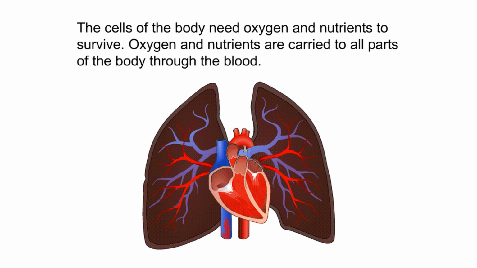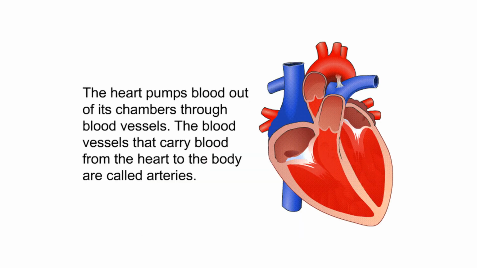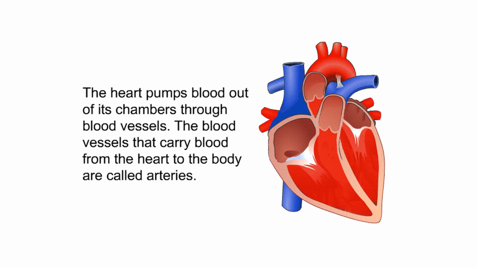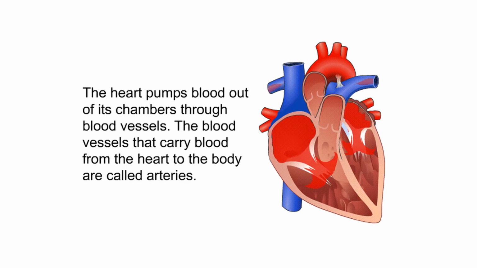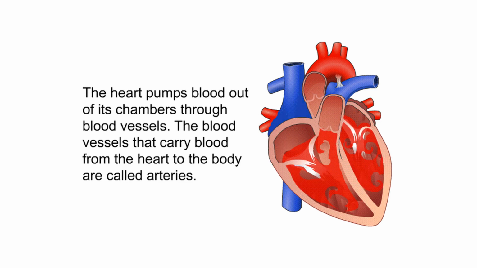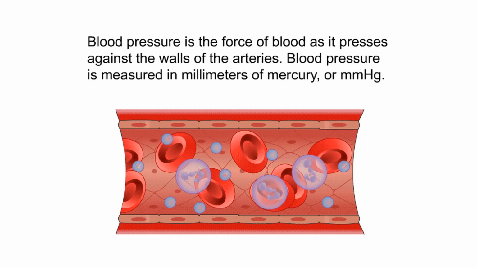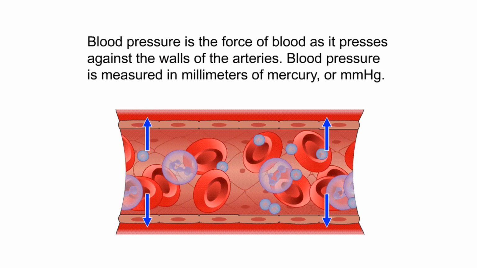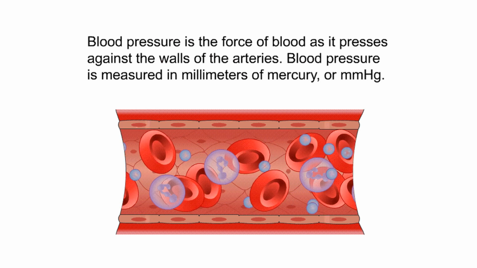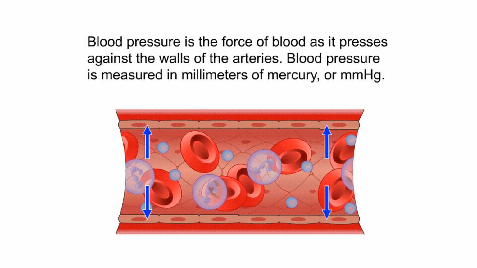Blood pressure. The cells of the body need oxygen and nutrients to survive. Oxygen and nutrients are carried to all parts of the body through the blood. The heart pumps blood out of its chambers through blood vessels. The blood vessels that carry blood from the heart to the body are called arteries. Blood pressure is the force of blood as it presses against the walls of the arteries. Blood pressure is measured in millimeters of mercury, or mmHg.